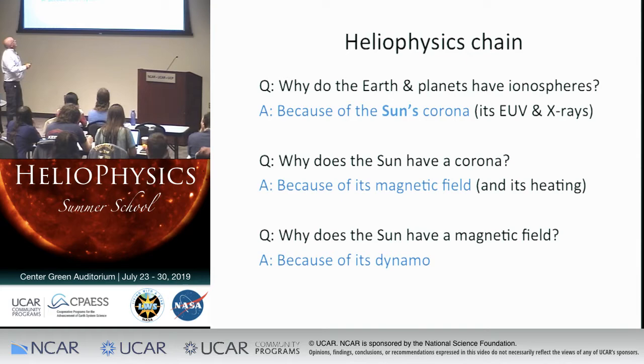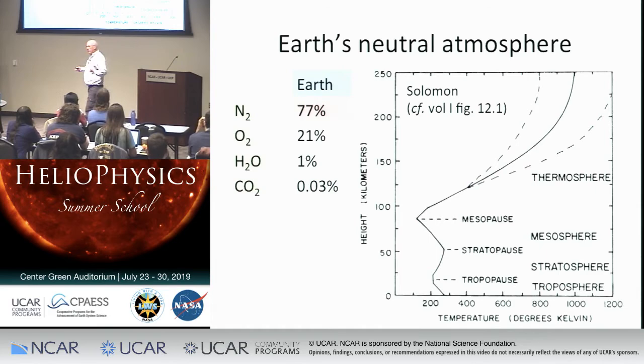And then what we haven't really talked about because of the structure of the summer school is the answer to why it has a magnetic field, and that's because of the internal dynamo. So anyway, we've already answered this, so now we can move on to why there is this ionosphere. And before I can answer that, I need to review basically the parts of the Earth's atmosphere.